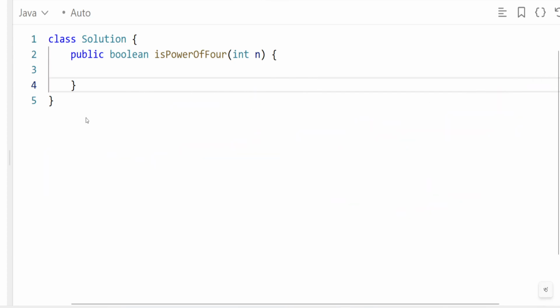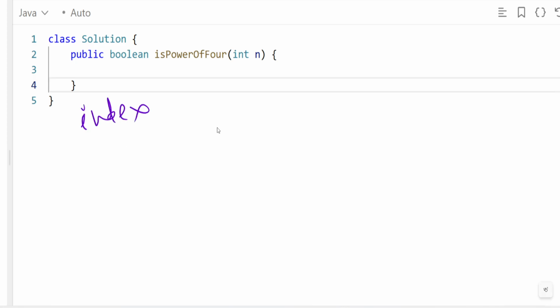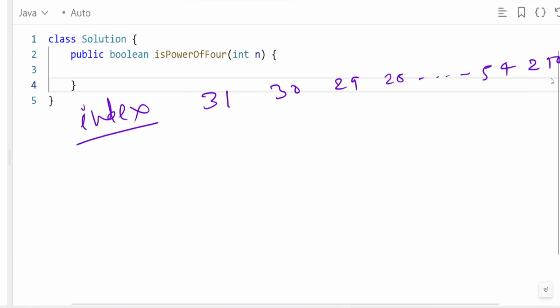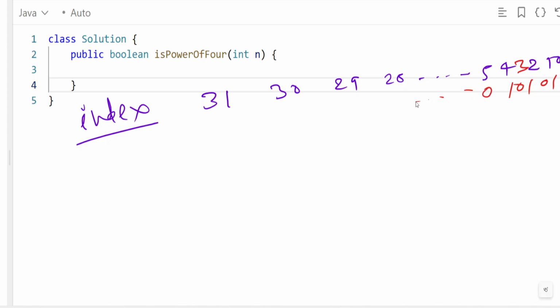let's suppose for 32 bits we go 31, 30, 29, 28 and so on, down to 5, 4, 2, 1 and 0. At 1 what will we get? 1. At 0 what will you get? 0. At 2 what will you get? 1. At 4 what will you get? 1. We have 3 too, I missed 3 here, you will get 0. At 5 what will you get? 0. So like that we will go.